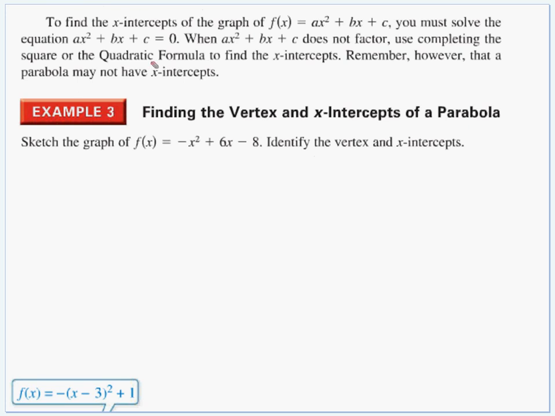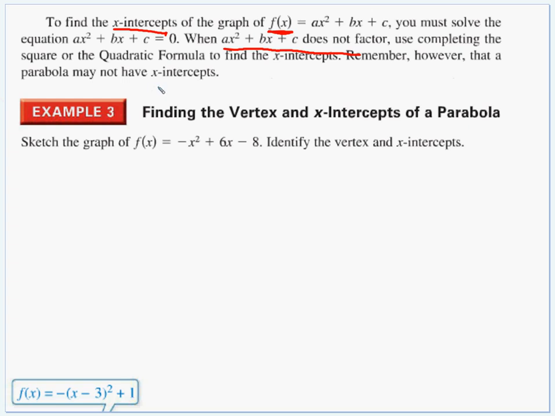Now to find the x-intercepts of a quadratic function, you must solve the function by setting it equal to 0. Remember f of x is our height on the y-axis. When you're finding x-intercepts, when you're crossing the x-axis, your height on the y-axis is 0. So if you get a quadratic, set it equal to 0 to find your x-intercepts. If that does not factor, we could use completing the square or the quadratic formula to find those x-intercepts.